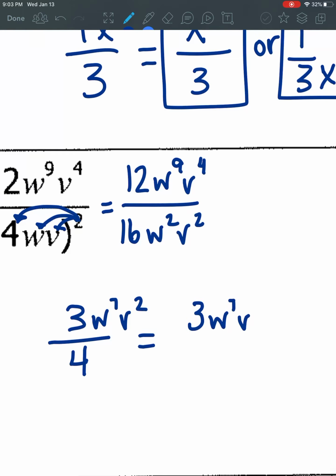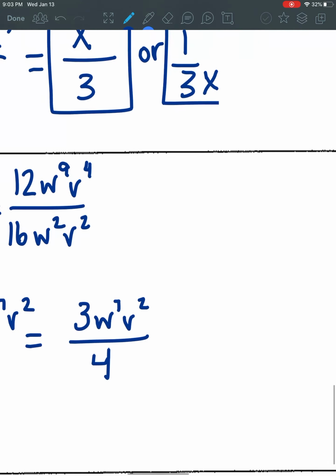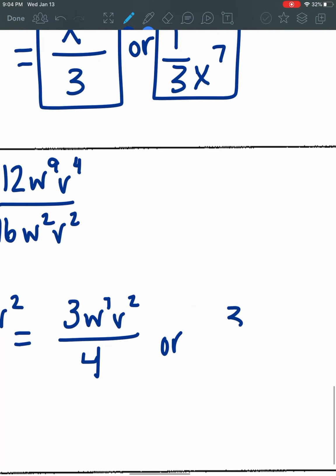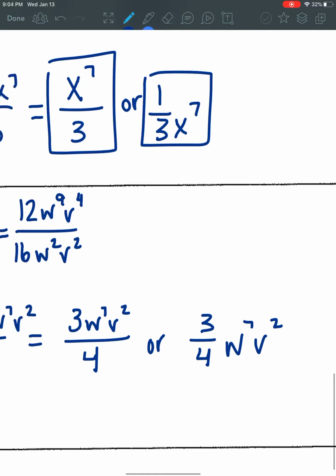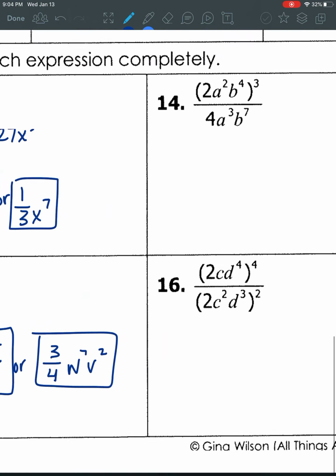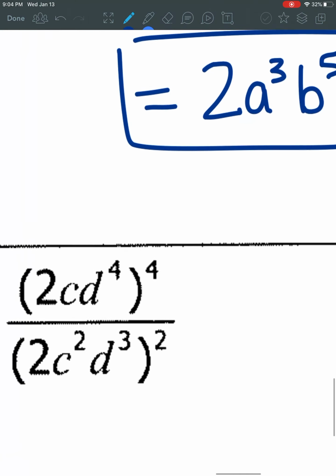So again, let's clean this up a little bit. 3w to the 7th, v squared over 4. Or we can keep that fraction out front, 3/4, w to the 7th, v squared. Again, same answers.